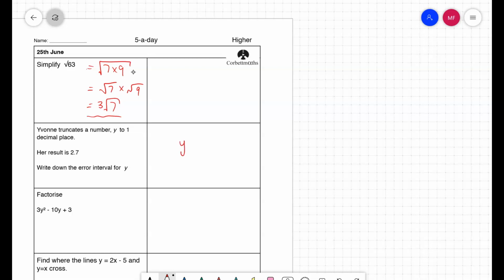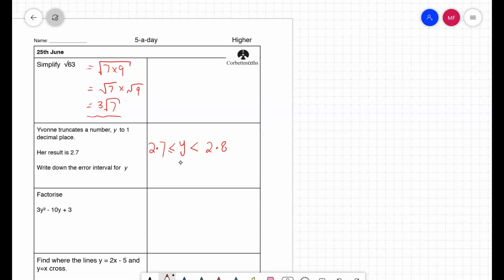So the number is y. Whenever you're truncating or doing upper bounds or lower bounds, your inequality symbols will always be like this. Now we're truncating, it's allowed to go up to 2.8 almost. I can go all the way down to 2.7. So any number that's been truncated with an answer of 2.7 could be anything from 2.7 all the way up to 2.799999999.